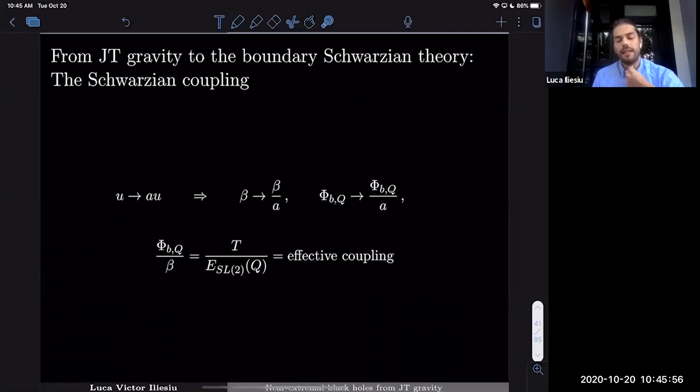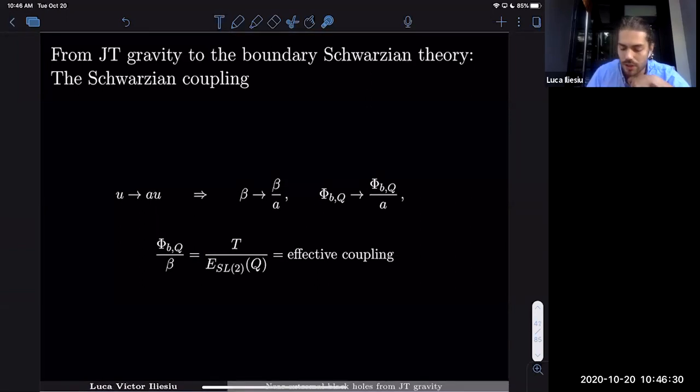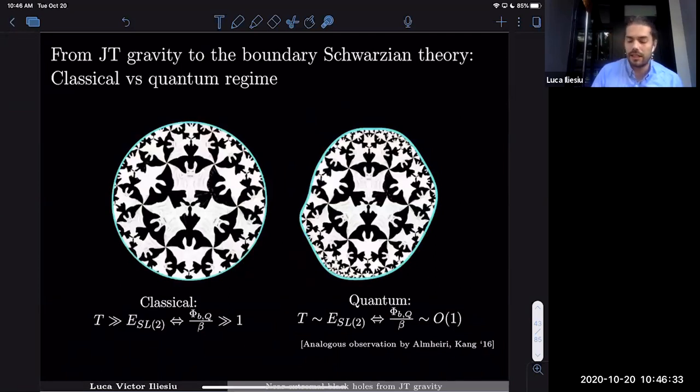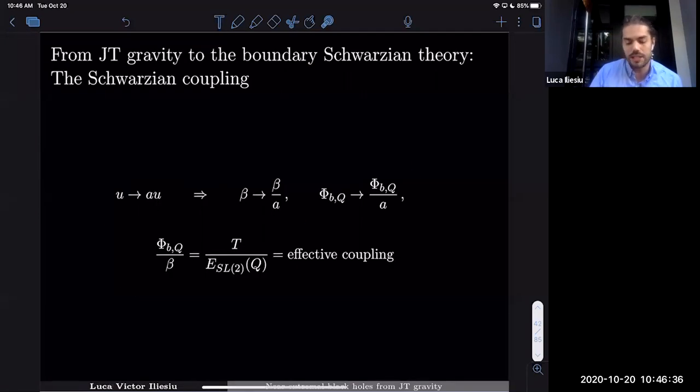So this simple rescaling suggests that the Schwarzian action does not depend arbitrarily on phi and beta, but rather the partition function only depends on the ratio between phi and beta. So this ratio can be rewritten, as I mentioned previously, as T over E_SL2. So this can be viewed as the effective coupling of the Schwarzian theory. So in what regime is the system strongly coupled, and in what regime is the system weakly coupled? The system is weakly coupled when T over E_SL2 is much larger than 1.